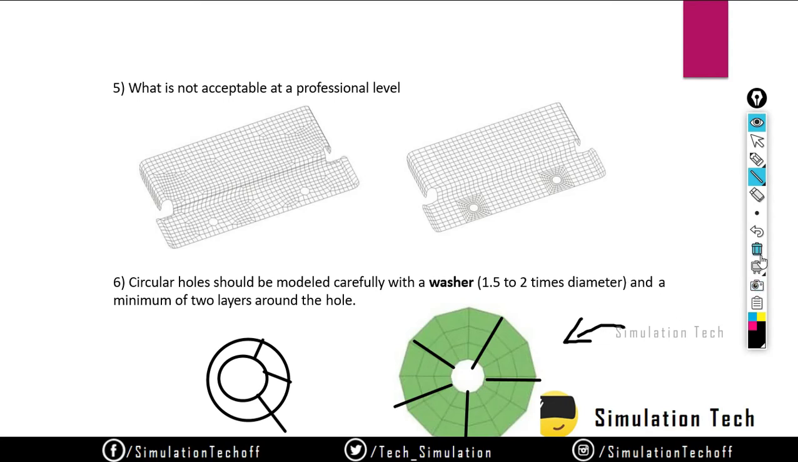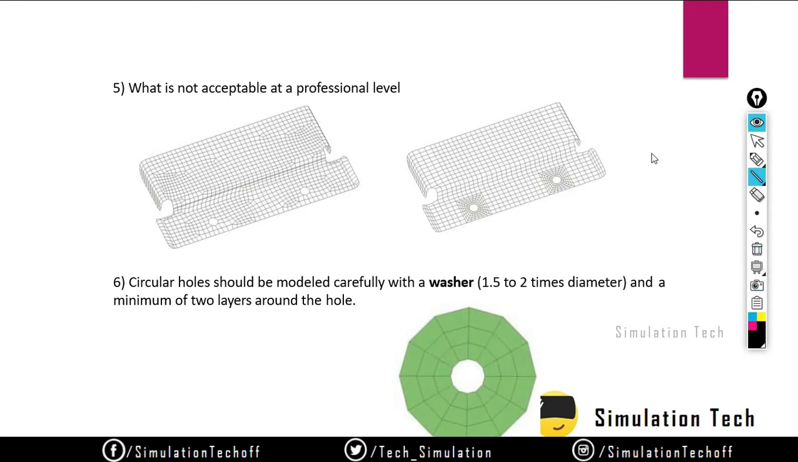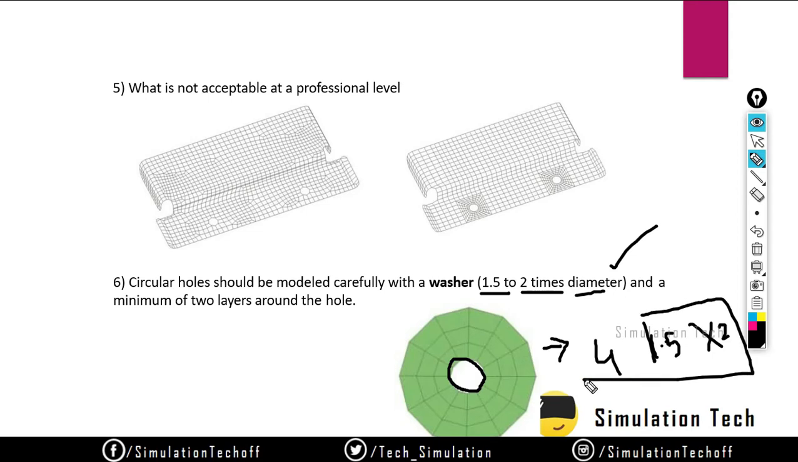There is a certain rule. What is the exact size of the washer? You can use 1.5 to 2 times the diameter. So if you have a 2 mm hole, you can use the washer structure as 4, or 1.5 times 2, that is 3. Not 3.5, 3. Okay, 1.5 times or 2 times. Either you can use 4 or 3.